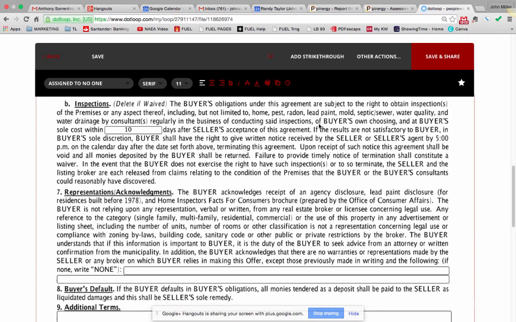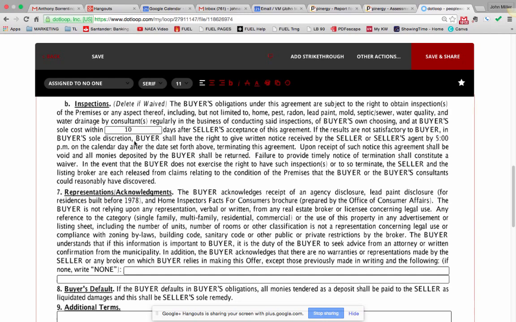It says of the buyer's own choosing and at the buyer's sole cost within a blank number of days after seller's acceptance of this agreement. Now, if you can't get all your inspections done within this time frame, then you need to get an extension signed, getting permission from the seller. If you have the inspection done on the 10th day and you need 2 more days to get the results back for a radon test, you need to extend the date for the inspections. But let's read on and see how this offer reads before we get into that. If the results are not satisfactory to the buyer, in the buyer's sole discretion.